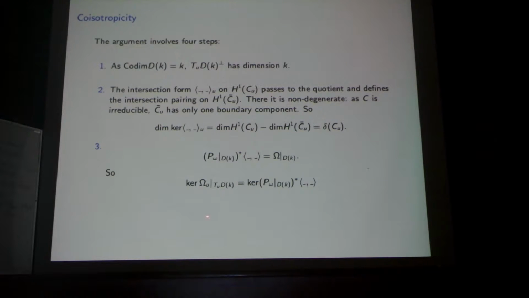And then from this, the kernel of the form restricted to the tangent space of the fiber is the same as the kernel of P omega upper star.